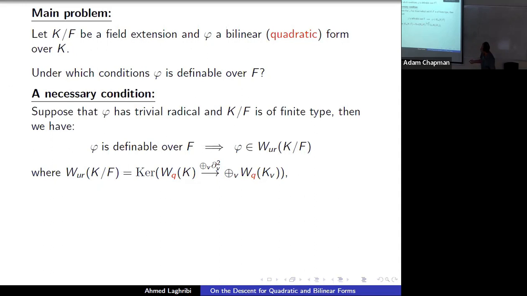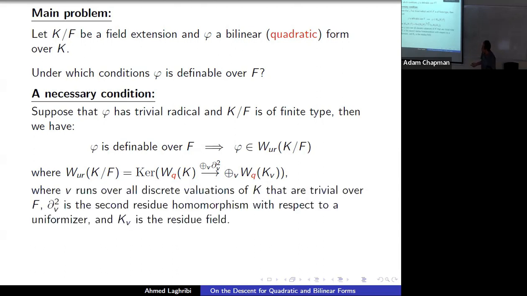This kernel, this is my unramified Witt group. And you see here, I used delta V. So let's explain. V runs over all discrete valuations of K that are trivial over F. Take all these discrete valuations which are trivial over F. Delta V second is the second residue homomorphism with respect to the uniformizer, and Kv is the residue field.